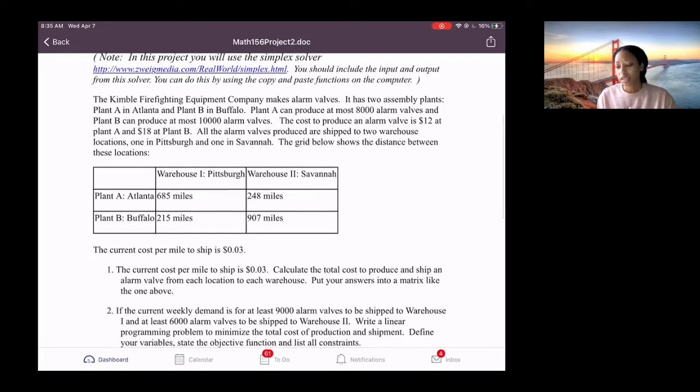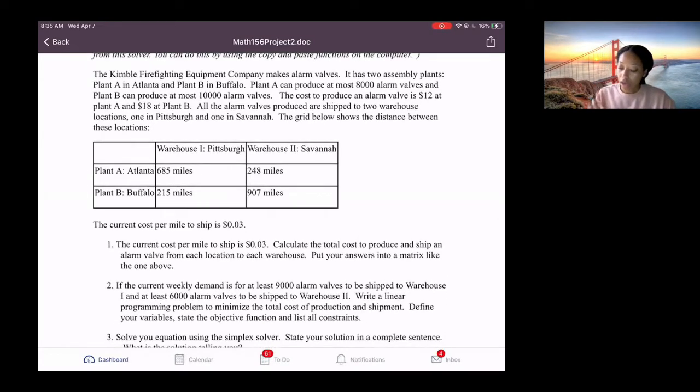So it's 685 miles from the Atlanta plant to the Pittsburgh warehouse, but 248 miles from the Atlanta plant to the Savannah warehouse. And then 215 from Buffalo to Pittsburgh, 907 from Buffalo to Savannah. Okay. And then currently the cost per mile to ship is 3 cents. Okay. So the first thing you're asked is to calculate the total cost to produce and ship alarm valves from each location to each warehouse.